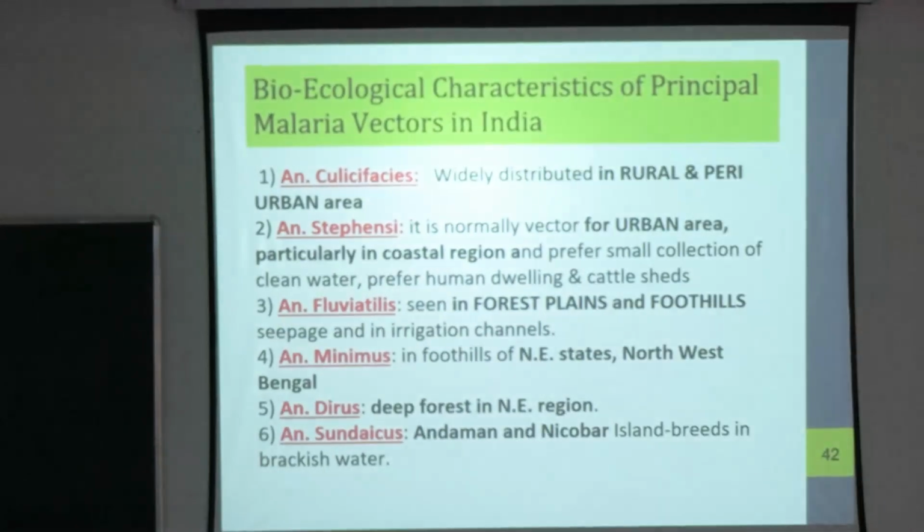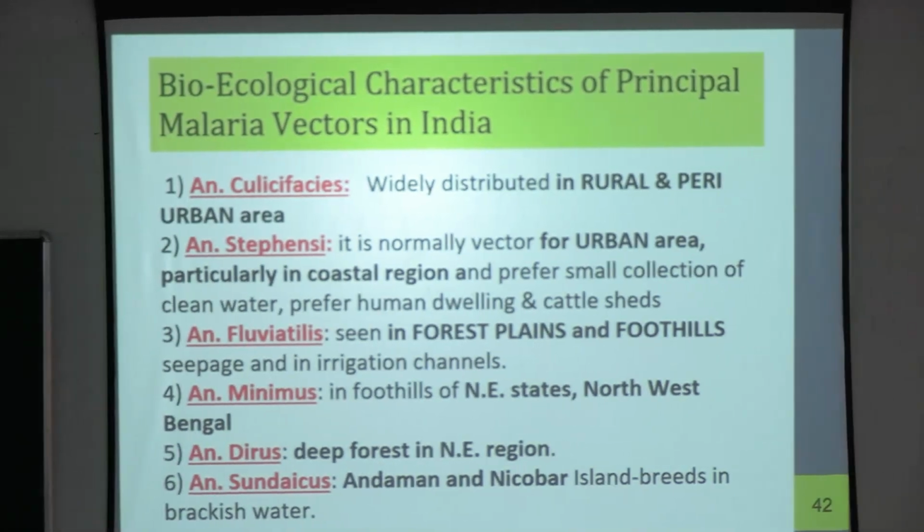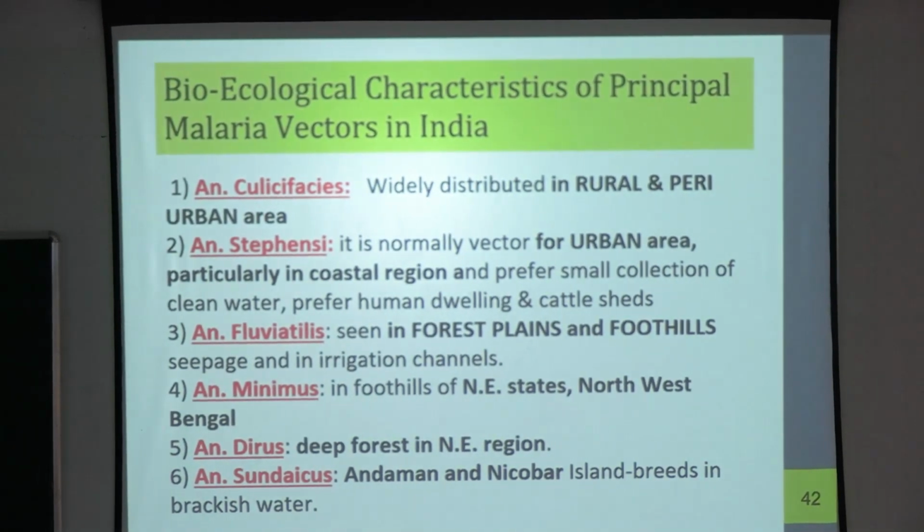And what are the other three in India? Anopheles minimus, which is found in the northern part of West Bengal and the northeastern states, whether plains or hills, wherever it is, Anopheles minimus is found there. Anopheles dirus is present in the deep forest in the northeastern region of India, and Anopheles sondaicus is present mainly in the Andaman and Nicobar Islands.